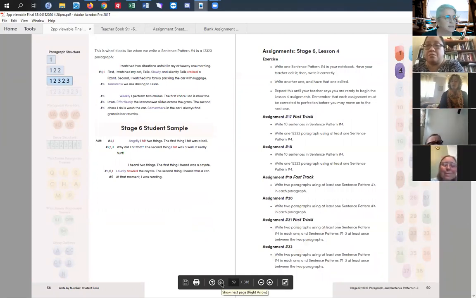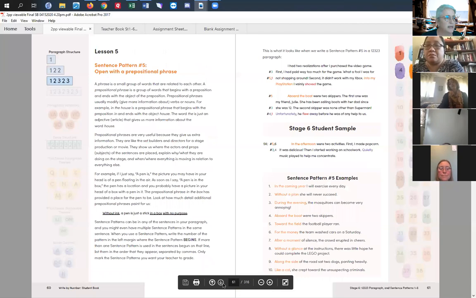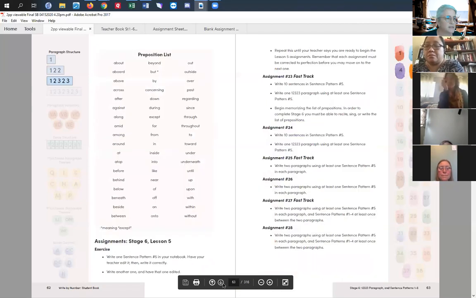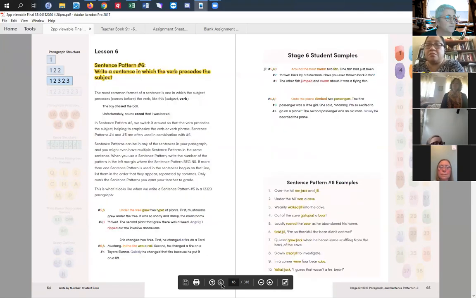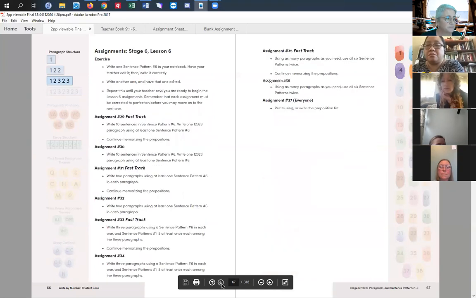All right, so we just continue this same rhythm. We just keep adding sentence patterns and they keep incorporating them in paragraphs. Again, I have assignments for each lesson. It's sentence pattern 5, open with a preposition. They do memorize prepositions because if you can find a prepositional phrase in a sentence, you can eliminate pretty much everything else. And then 6 is when a verb precedes the subject.